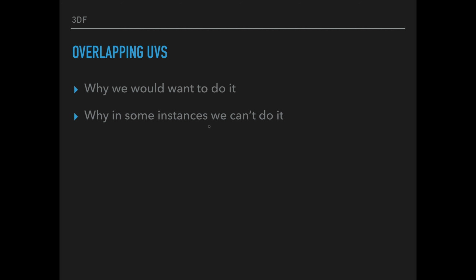In some instances, we can't even do it at all. So if you think about some packages, we're going to do a process called baking out normal maps and displacement maps. And some of those, if UVs are overlapping, it'll actually crash the program. There's ways around this, but I just want you to be aware of that. If you do get to a point where you're trying to overlap UVs for a certain project and the packages keep crashing, that potentially could be the reason why.